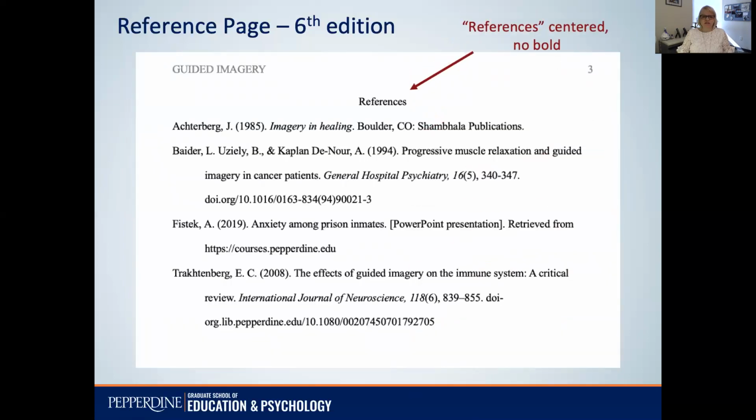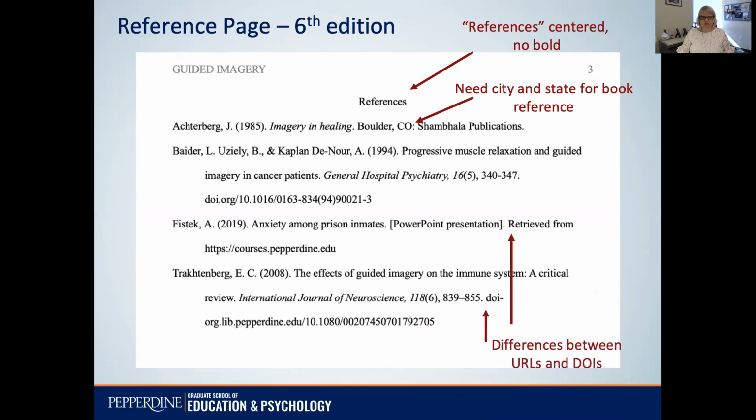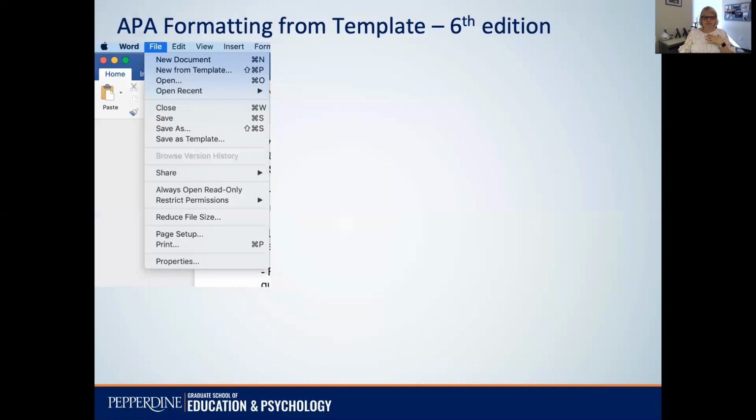And you can see here's a little difference with the 6th edition where you do not bold references. And you need the city and state for the publisher, as I noted. And then see the difference here between the URL and the DOI. For the 6th edition, it was a little simpler actually to just put the DOI, or even I've seen where you just put the DOI number. And in the past you had to do retrieved from for a URL. So now it's a little bit more consistent.